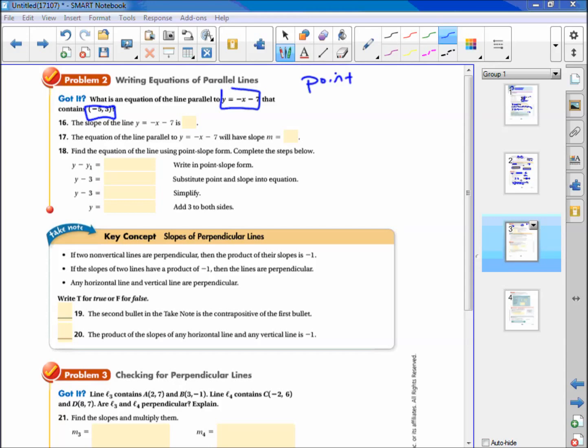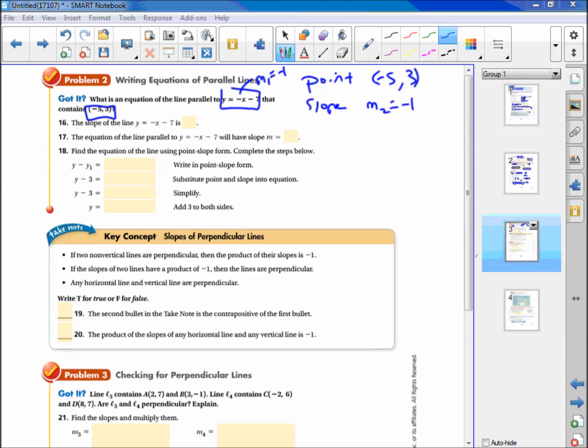So for our new line, we know it goes through the point negative 5, 3. Okay. And we're also given a slope. Okay, because it has to be parallel to this one. So this guy's slope is negative 1. So our slope is also going to be negative 1. They have to have the same slope.